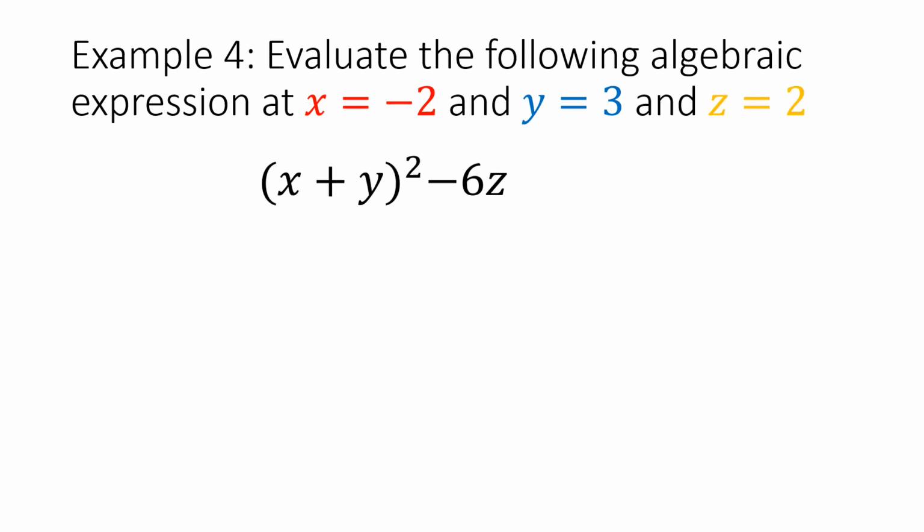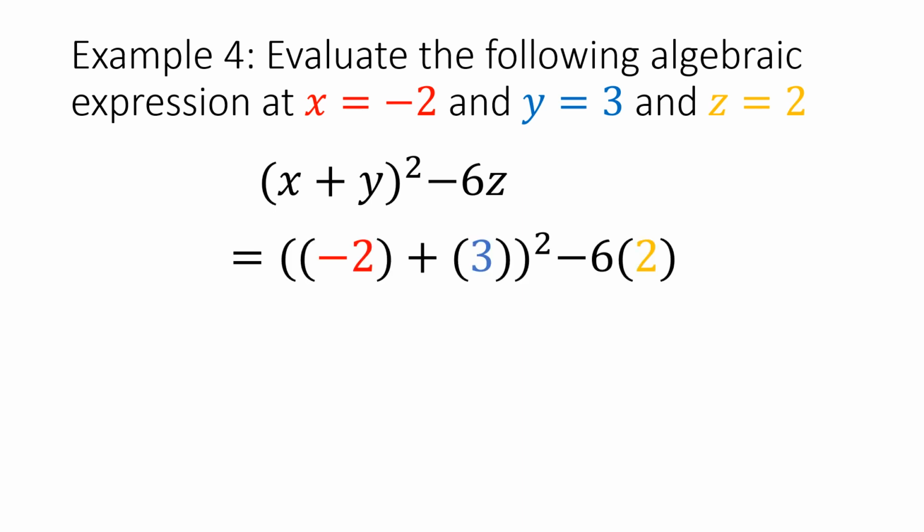All right, let's do an example now with three variables. Example 4. Evaluate the following algebraic expression at x equal to negative 2 and y equal to 3 and z equal to 2. I have the quantity x plus y, squared, minus 6z. So anywhere I see a variable, I'm going to put parentheses. And inside of those parentheses, I'm going to put the numbers that those variables equal. So that's going to look like this. So I have negative 2 in place of x, 3 in place of y, and 2 in place of z.